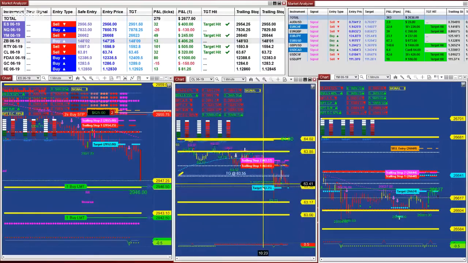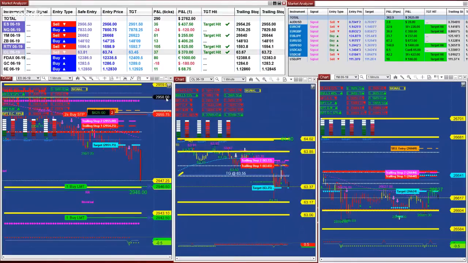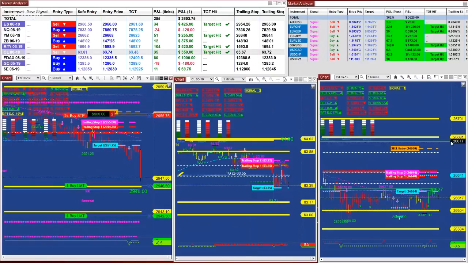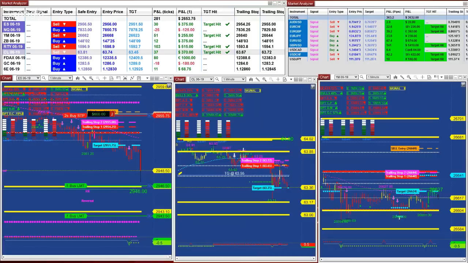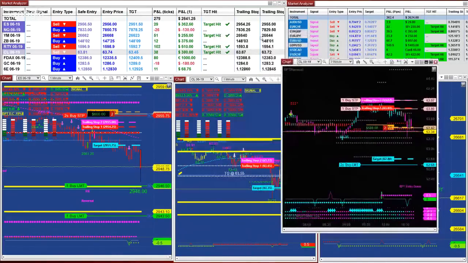CL, it just hit the target and is done. On the CL, we have 32 ticks. YM, there is no trade on the YM. For the ones who followed the 3 minutes, we're still in the same direction.